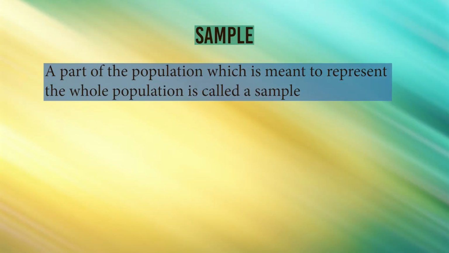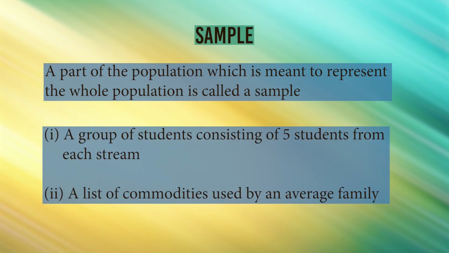A sample, as I've already mentioned, is a part of the population which is meant to represent the whole population. So we can say a group of students consisting of 5 students from each stream may be my sample in the first example, because I might not be able to collect data from each and every student belonging to that college. So I select some students from that college in my sample.